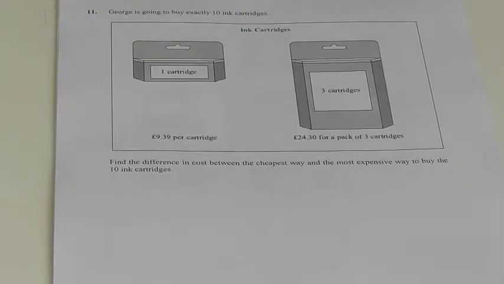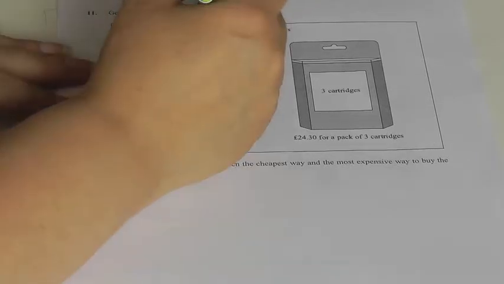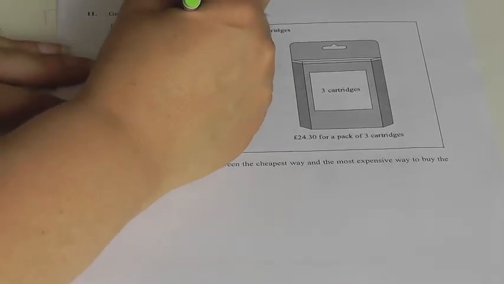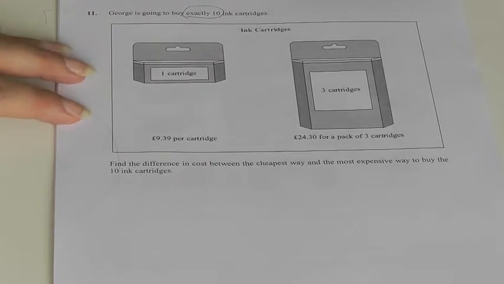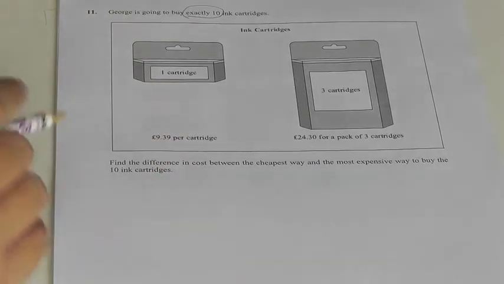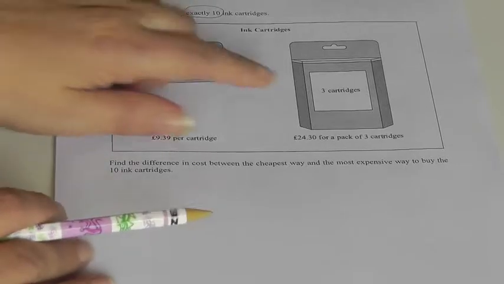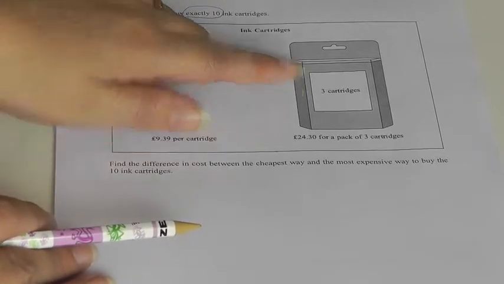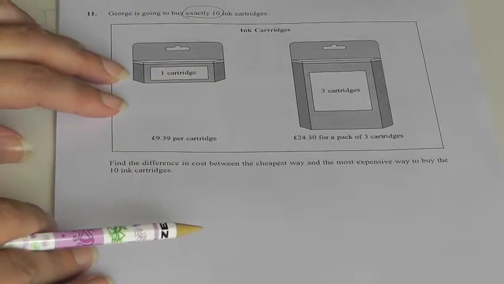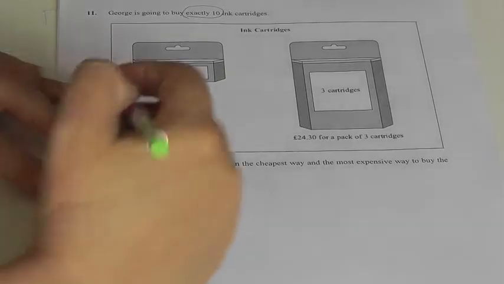This question is based on buying ink cartridges, and it tells us right at the beginning that George wants to buy exactly 10. So any calculations you do need to be for 10 cartridges. There's 2 different ways to purchase them: singly, where you can buy 1 cartridge for £9.39, or in packs of 3. So first off, I'm going to find out how much it would cost to buy 10 £9.39 cartridges.